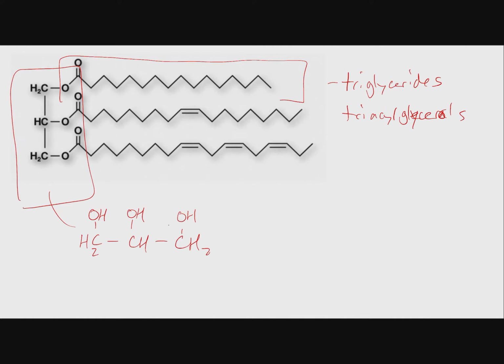They can be different fatty acids. They don't have to be the same. They're often not the same. In different plants, the differences in their oils is the fact that they have differences in which fatty acids are attached.